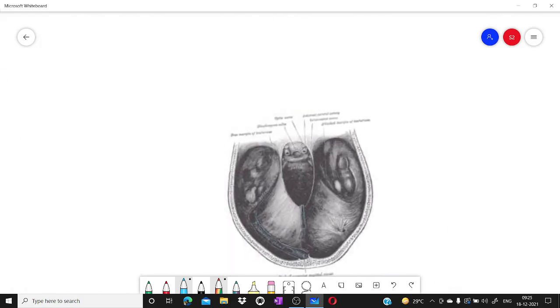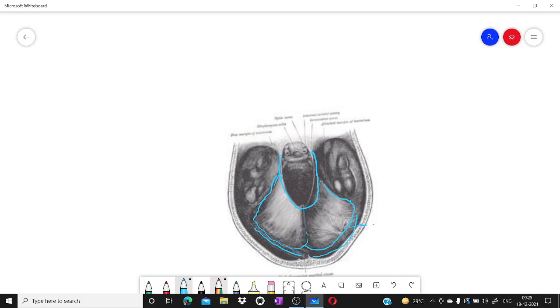You can see the tentorium cerebelli here. This is the tentorium cerebelli. First of all, we can see the anterior free margin, whose ends are attached to the anterior clinoid process here. And this is the attached part. It is attached posterolaterally on either side to the transverse sulcus on the occipital bone, and anterolaterally, it is attached to the superior part of the petrous temporal bone.